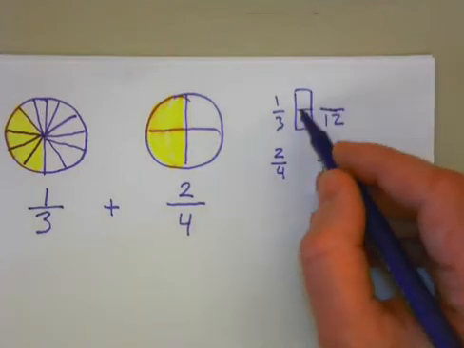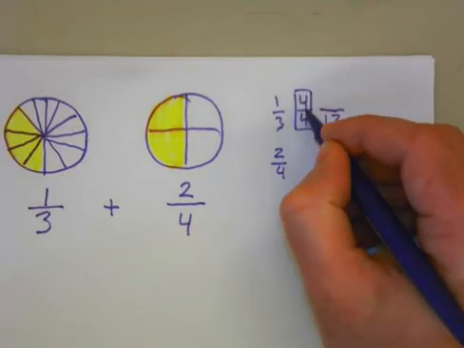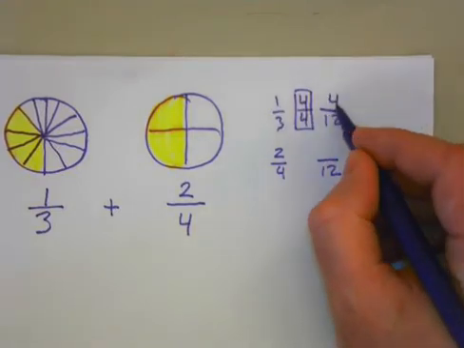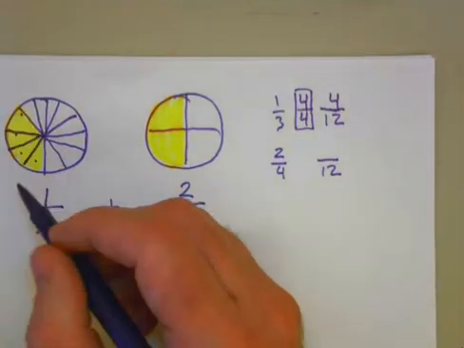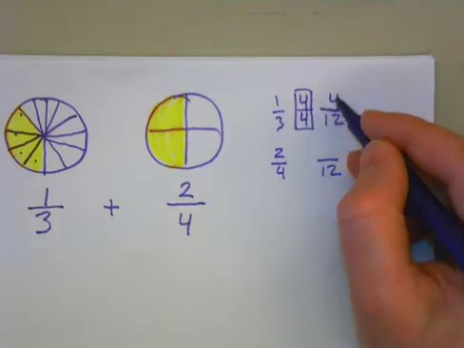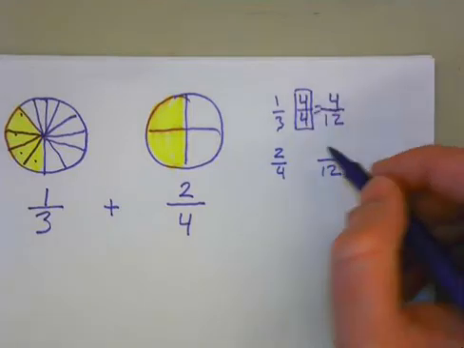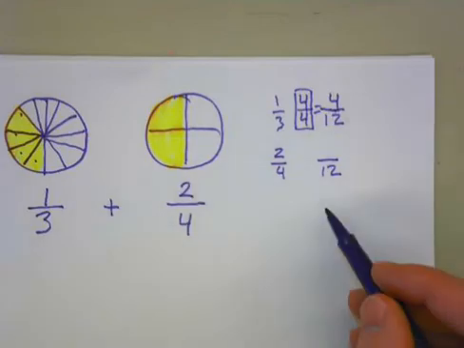So we use our giant 1. 3 times 4 gives us 12. So we make a giant 1, and 1 times 4 gives us 4. How many do we have? 1, 2, 3, 4. Now we have an equivalent fraction with the same size pieces. We'll do the same thing over here.